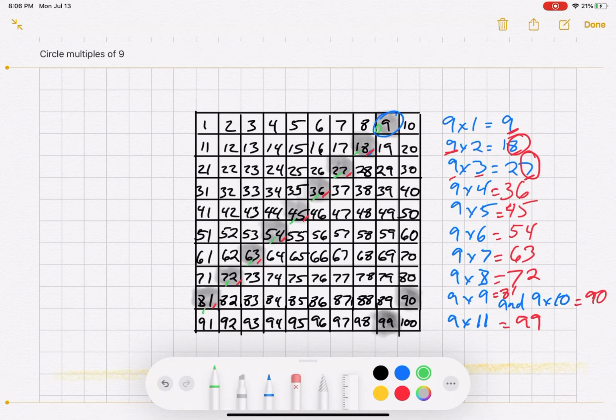This helps me because if I look over here, okay, 9 times 1 is 9.